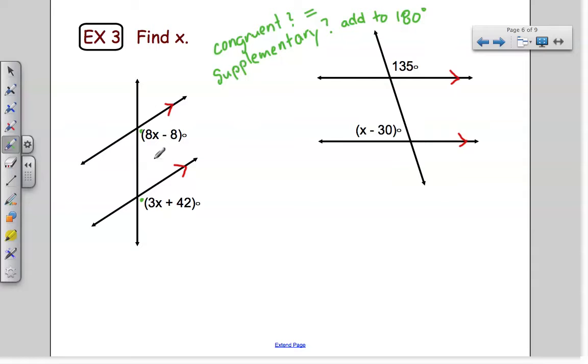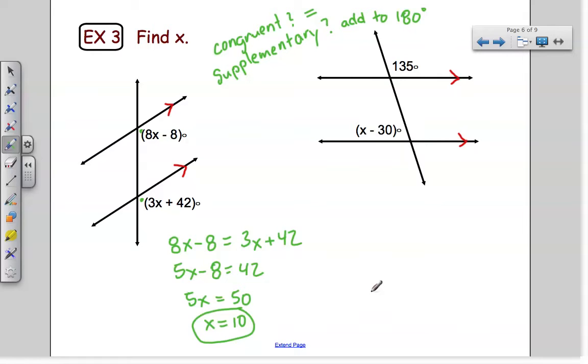Corresponding angles are congruent when parallel lines are hit by a transversal. So I'm going to set these things equal. They're congruent angles. They have to be the same measure. So 8x minus 8 would have to equal 3x plus 42. There's the geometry part of it. Let's do the algebra and solve for x. I would subtract 3x here and get rid of that. 8x minus 3x is 5x. Minus that 8 equals 42. I'm going to add 8 to both sides. 42 plus 8 is 50. I'm going to divide by 5 on both sides, and x equals 10.